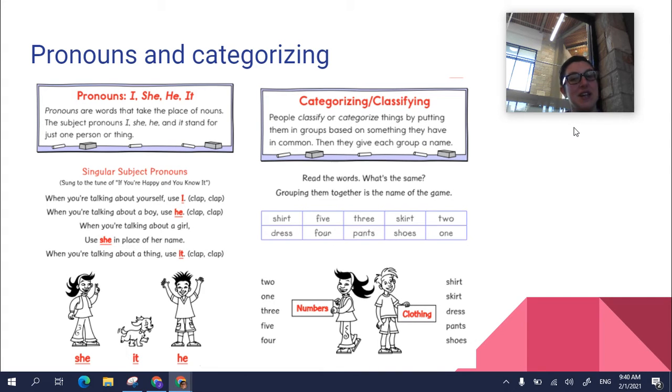Categorizing and classifying. People classify or categorize things by putting them in groups based on something they have in common. Then they give each group a name. Read the words. What's the same? Grouping them together is the name of the game.